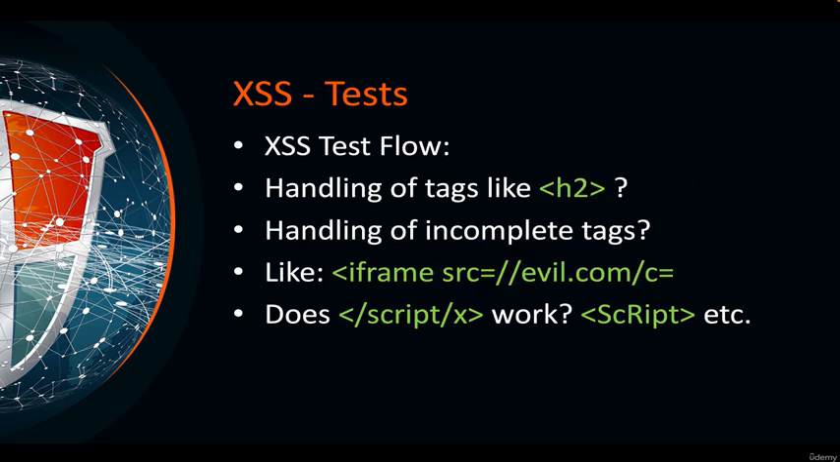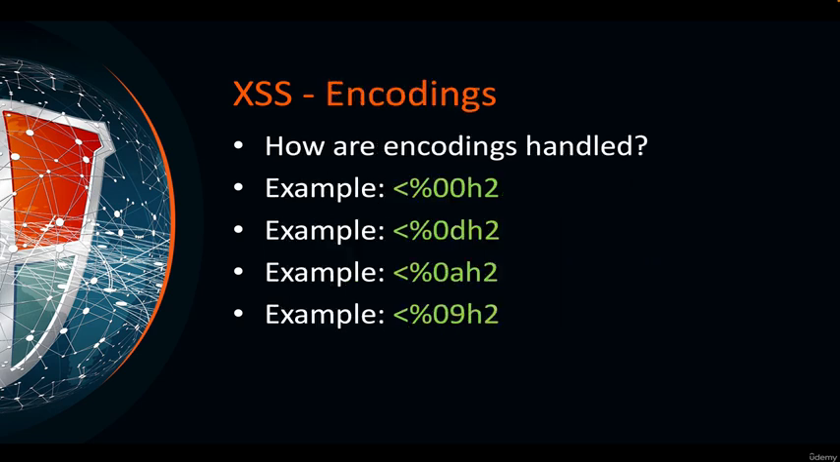So this is a summary of what we have just done: H2 tags, incomplete tags, and malformed tags, or uppercase and lowercase variations. Here are a couple of other things on how to test encoding, also in the H2 tags: %00, %0D, %0A, %09. Those are the most common ones. There's more. Try them all. I really had good success with the encodings.